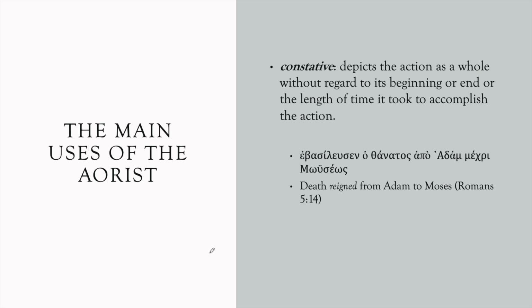I'm going to go over some main uses of the aorist tense in the Greek New Testament. The first one is the constative sense, and it depicts the action as a whole without regard to its beginning or end or the length of time it took to accomplish the action. Here's an example from Romans 5:14. E basilouse ha thanatos apa Adam mechri mo ouseos.